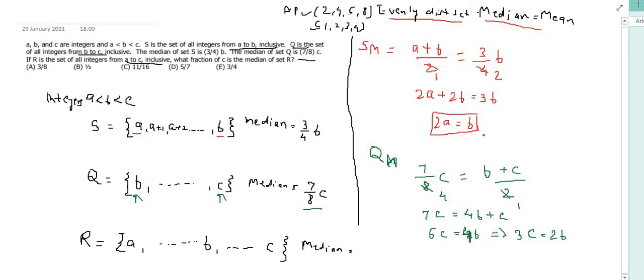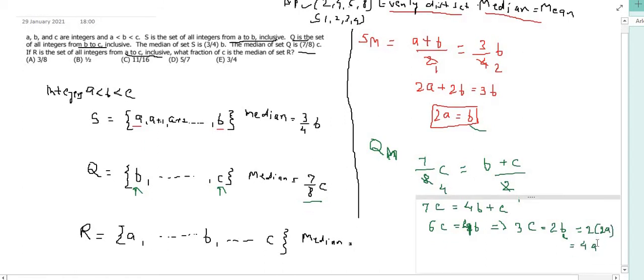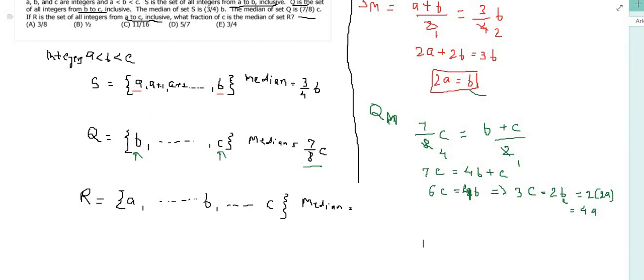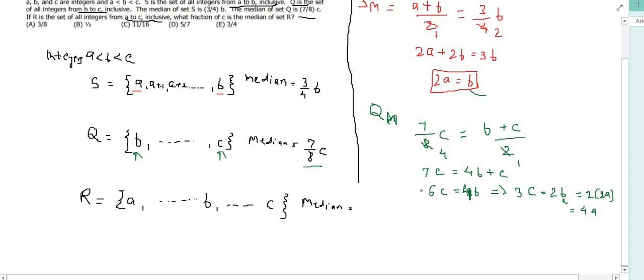Now I know that B is equal to 2A, so I can substitute 2A in place of B. So what will I get? 2 into 2A, and I will get 4A. Now I have a relationship between A, B and C. So now let's move on to set R and try to figure out its median in terms of A, B, C.